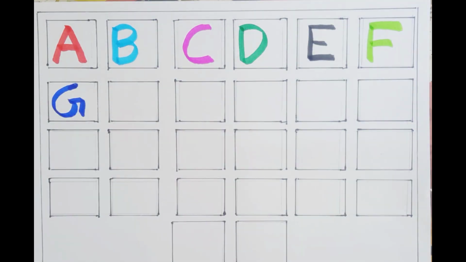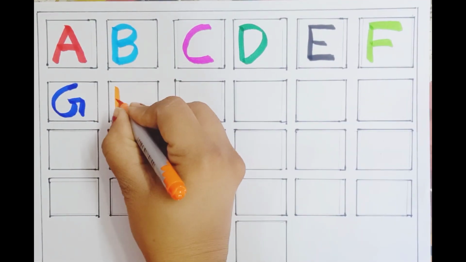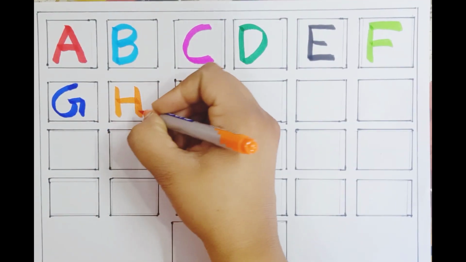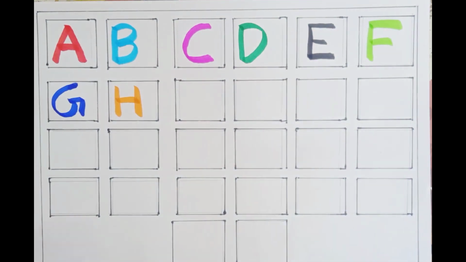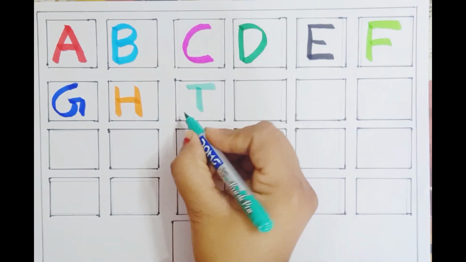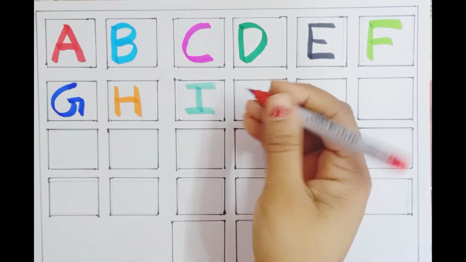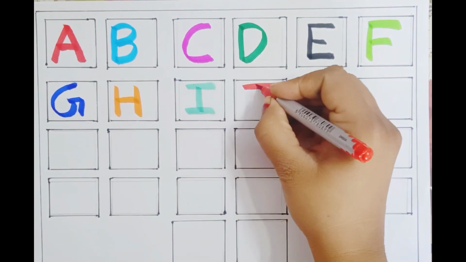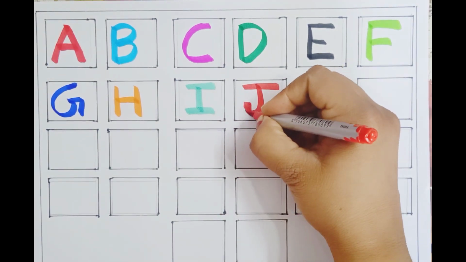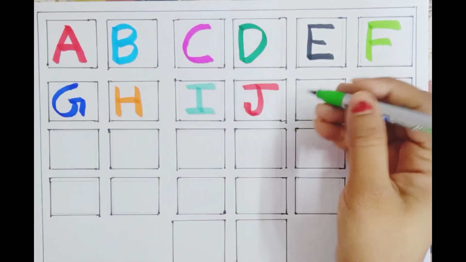G for goat. Orange color. H for hen. Sea green color. I for ice cream. Red color. J for joker. Light green color.